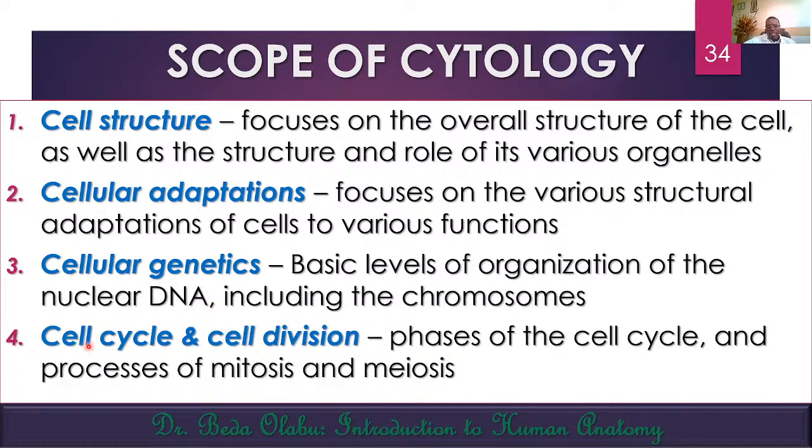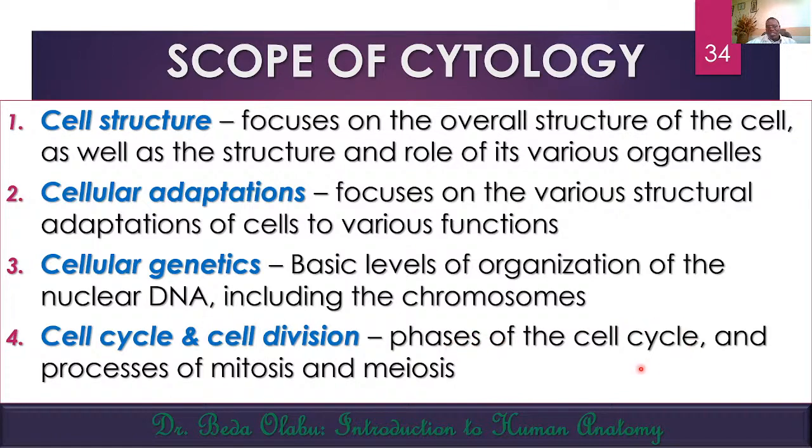Lastly, we study the cell cycle and cell division. Cell cycle is basically the events and stages that the cell undergoes from the time a cell is formed until that cell divides into two daughter cells. So that's what we call cell cycle, the phases and stages and events that a cell undergoes from the time a cell is formed up to the time that the cell divides into two daughter cells. And cell division is when a cell divides into two daughter cells, basically. So we look at that as well.